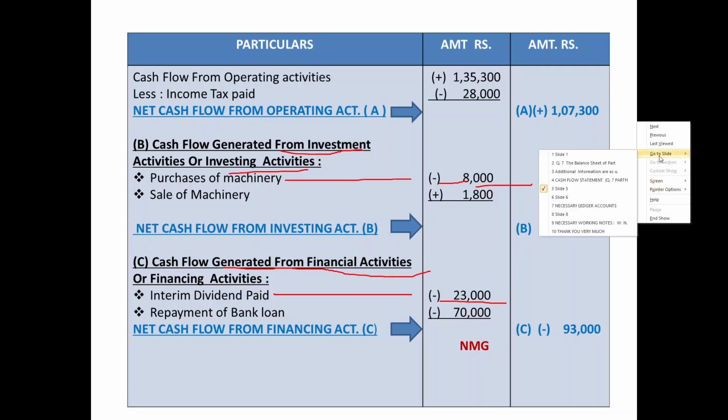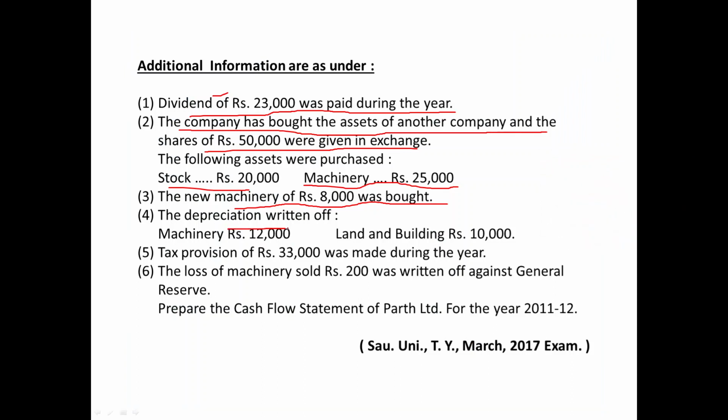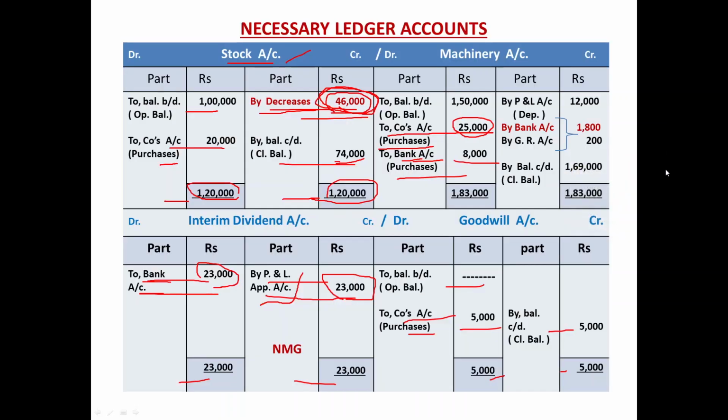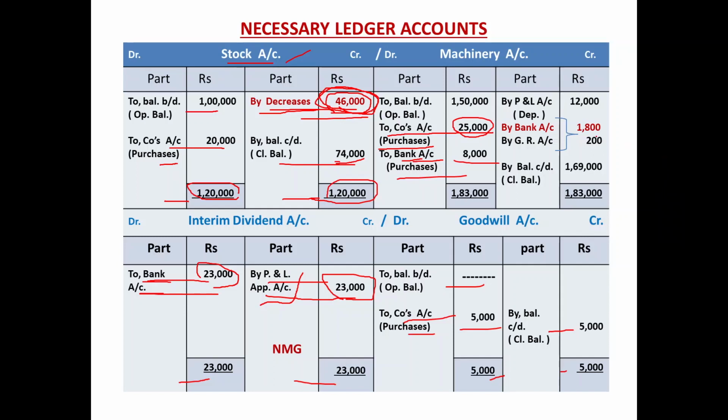Next point of additional information. Point number 4. The depreciation written off on machinery rupees 12,000, land and building rupees 10,000. Two depreciations have been given, one on machinery, another on land and building, 12,000 and 10,000 respectively. Let us give the posting in the concerned ledger accounts of machinery and land and building. It's a routine system of depreciation. So profit and loss account debited to machinery account credited 12,000.